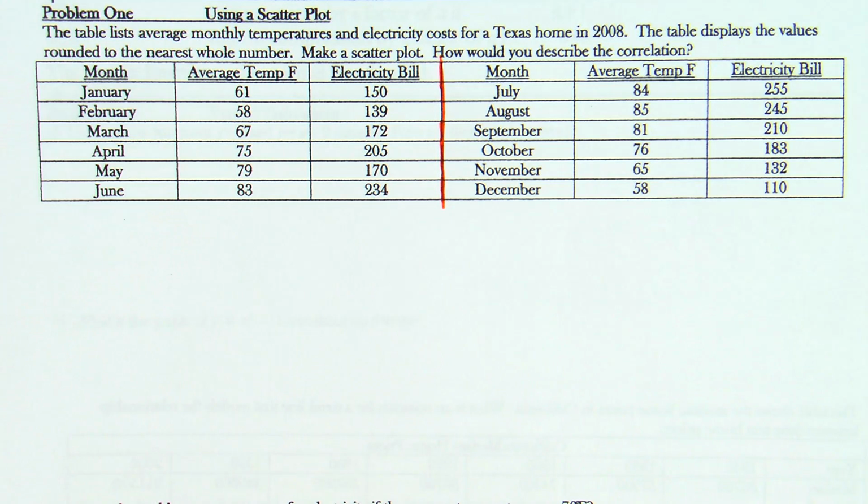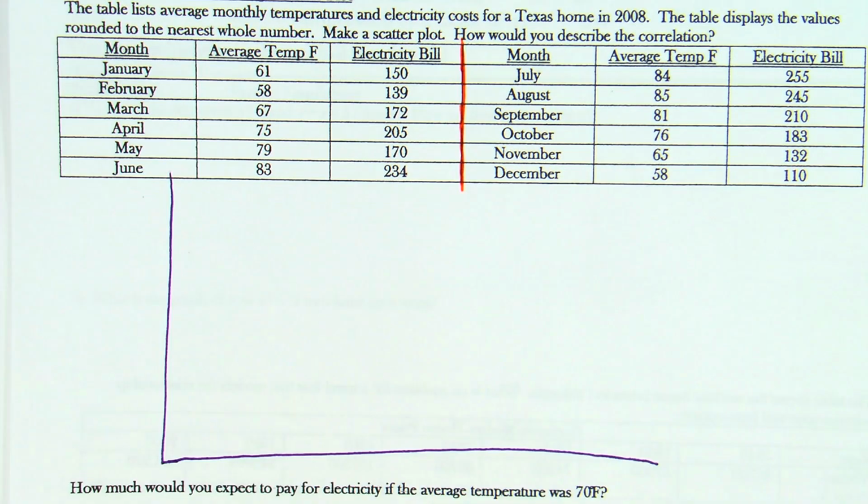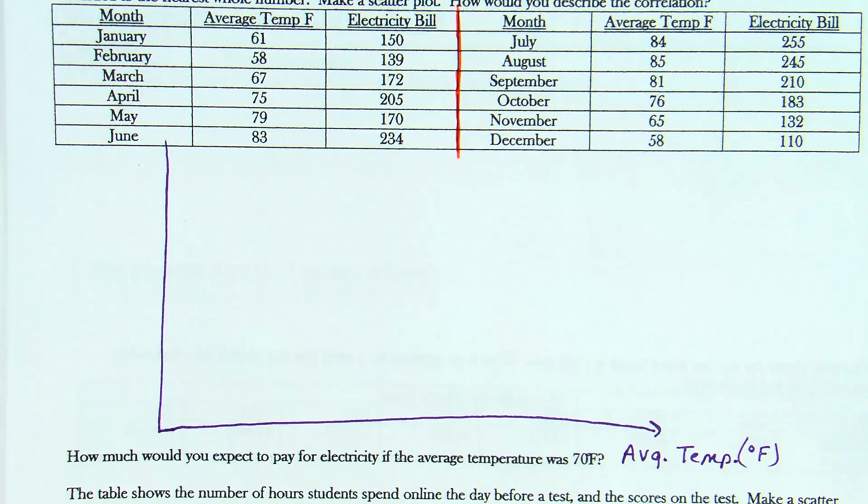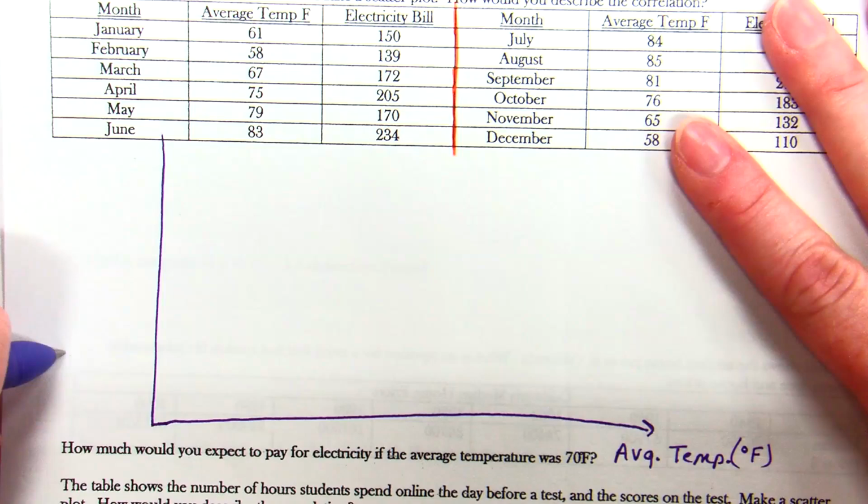Yeah, the temperature on the outside is going to affect your electric bill because it's going to affect how much you run the air, the AC, the heat. We're in Texas, so we're probably talking AC more. So along the bottom, I am putting average temperature in degrees Fahrenheit. And notice, I am labeling the axis, yes? Along the left is going to be my electric bill. And that electric bill, of course, is going to be measured in dollars.